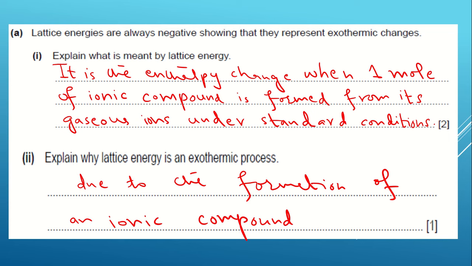So again, I will be discussing this second part: explain why lattice energy is an exothermic process. Due to the formation of an ionic compound, overall when an ionic compound is formed, energy is released, and that's why you say that this is an exothermic process, right?